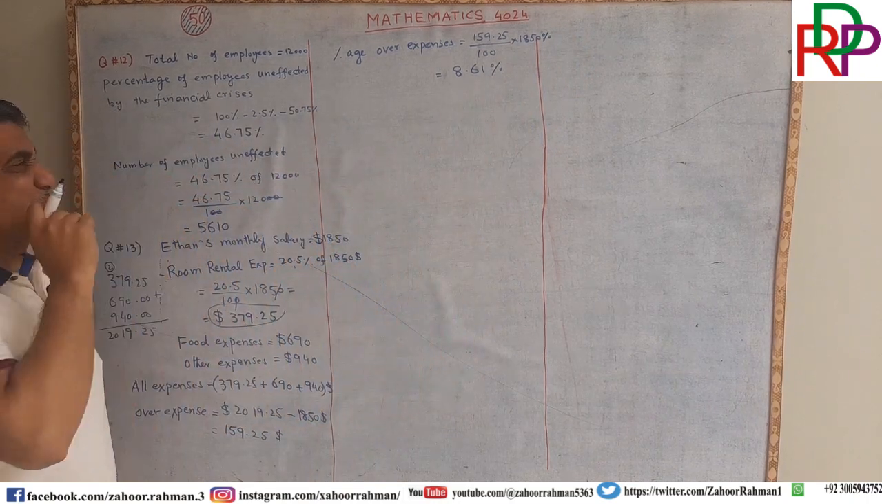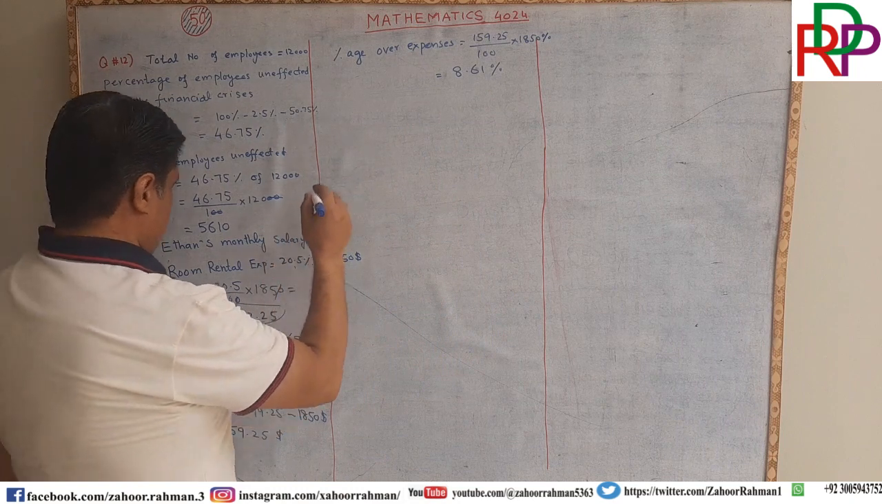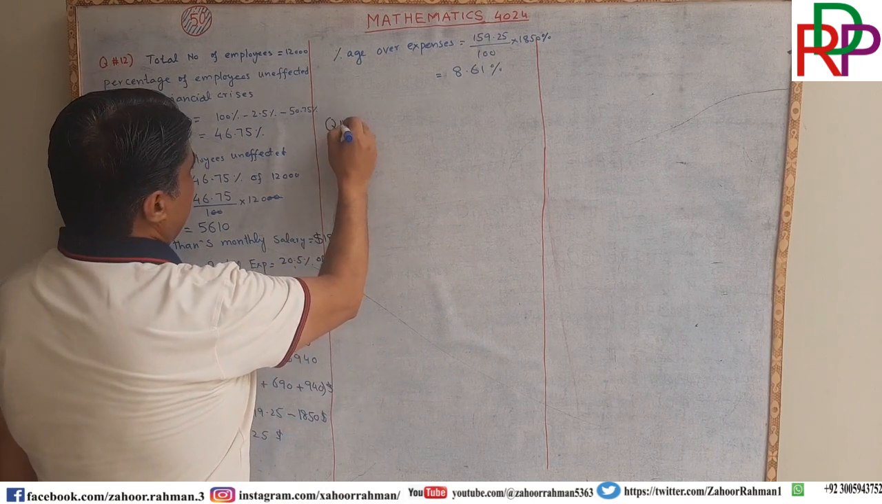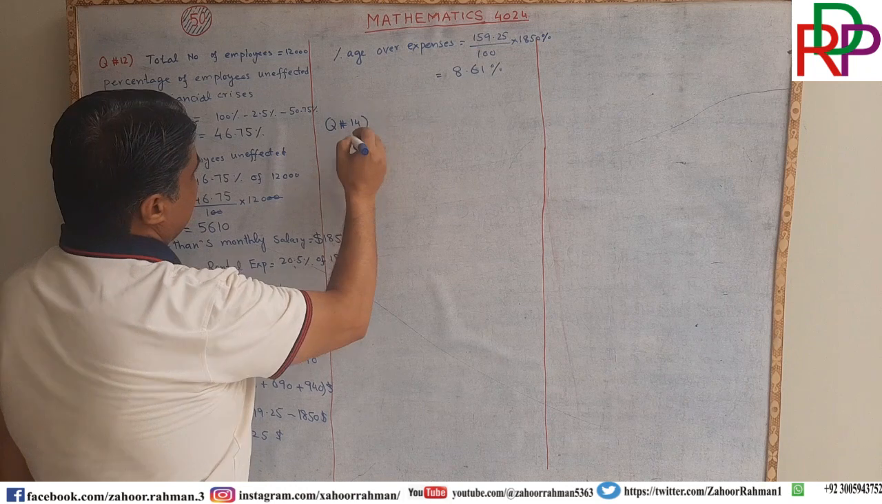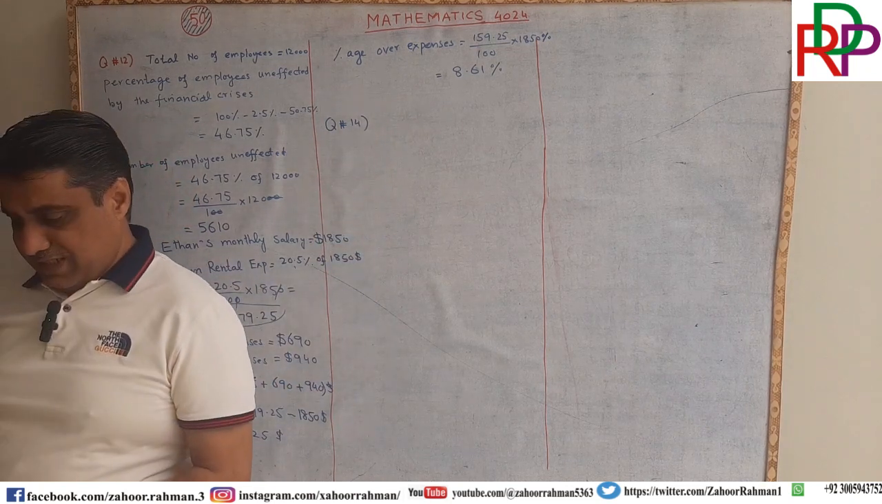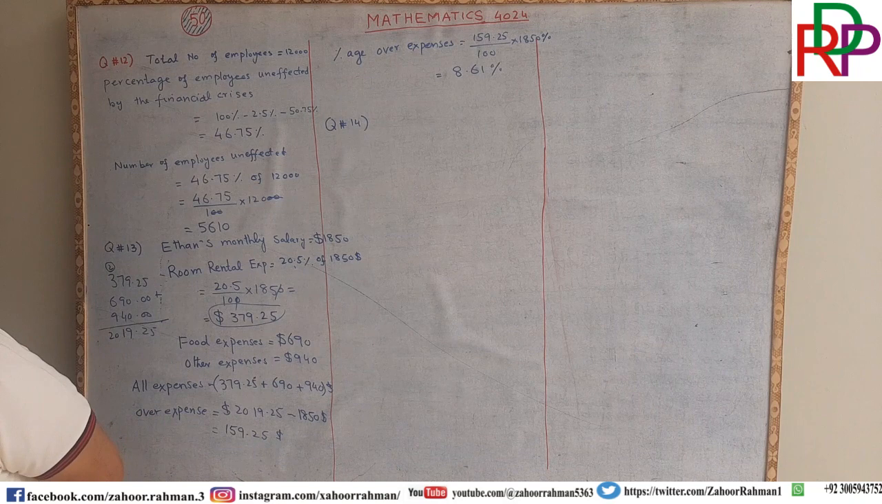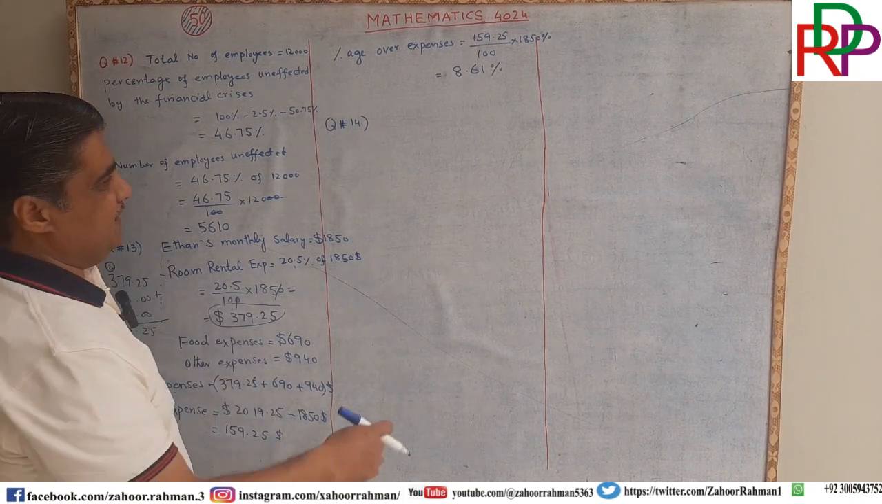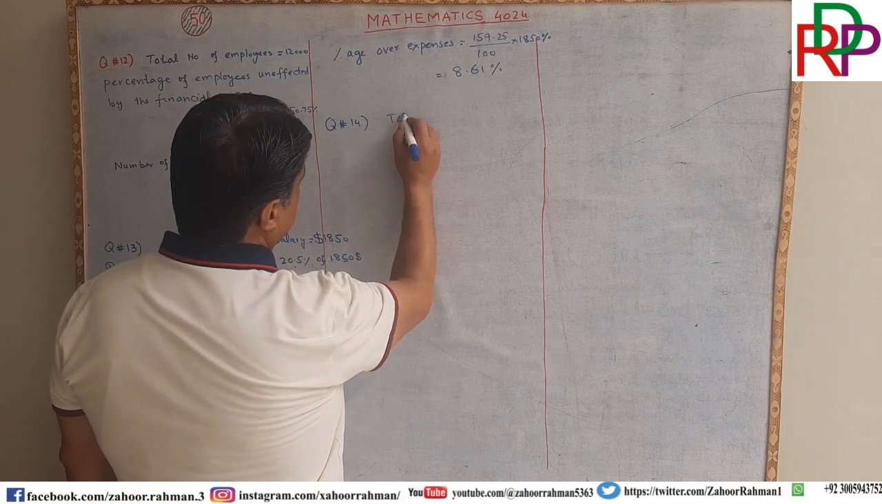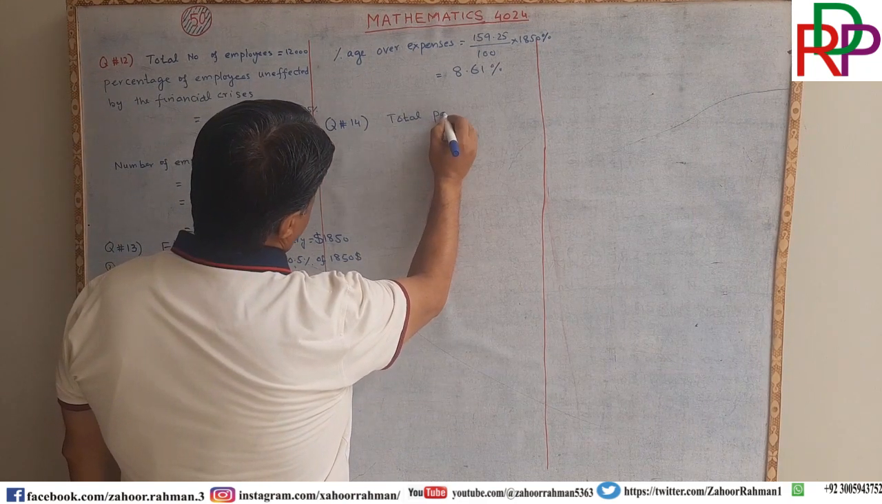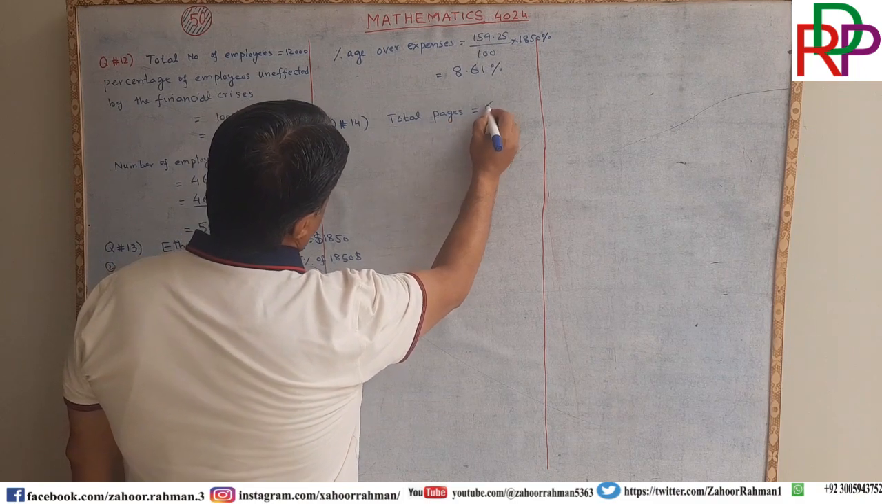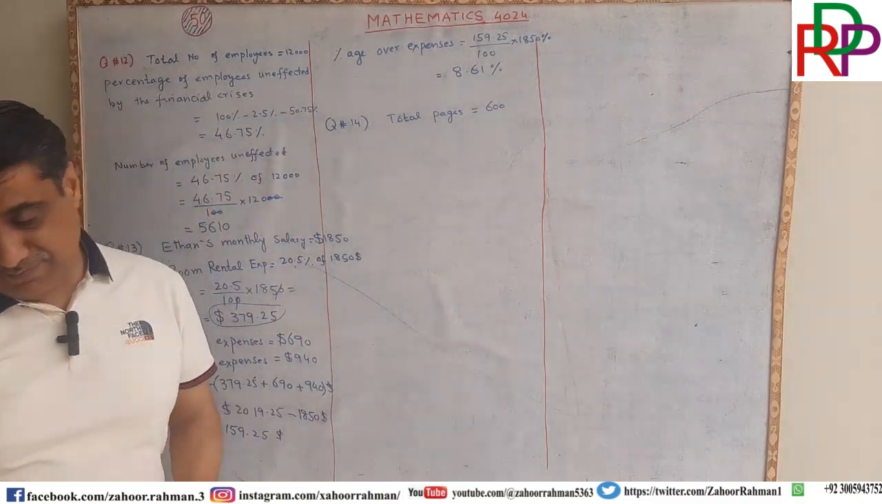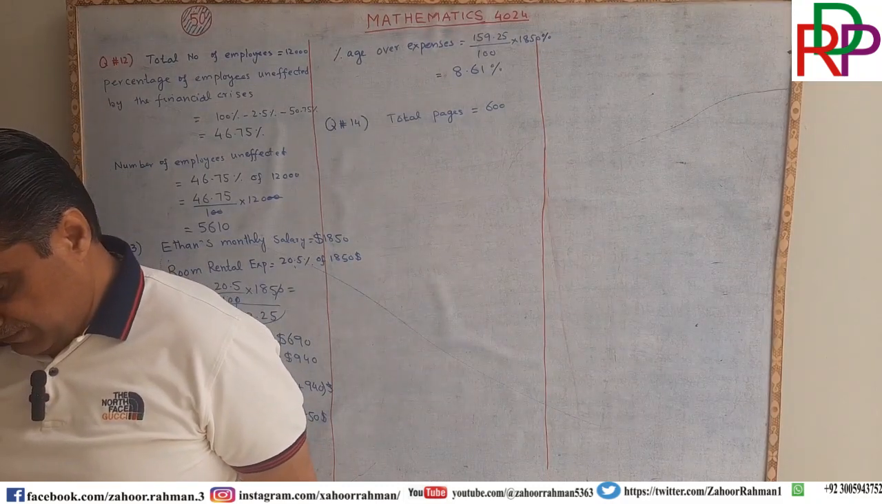Now we are coming to the final question of this exercise, and then we will start the next exercise. The question is 14, and it is saying that there are 600 pages in a novel. Total pages are 600. Remember this piece of information.